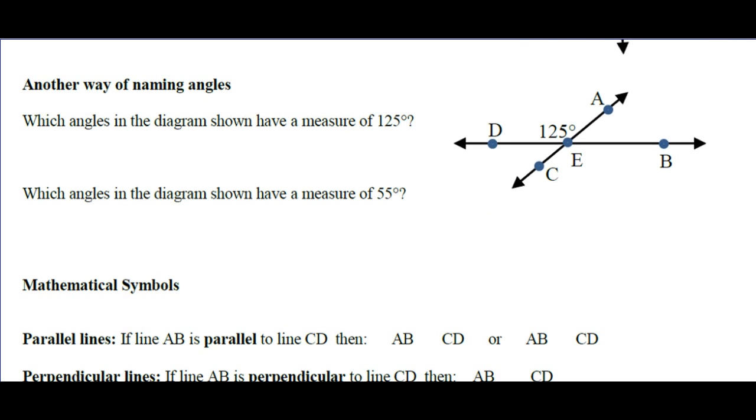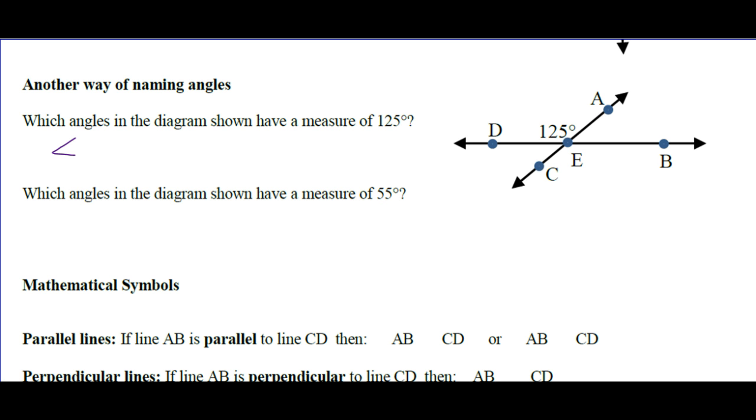Another way of naming angles. Which angles in the diagram shown have a measure of 125 degrees? So we can name angles in terms of letters. So name the 125 degree angle. So you start with a little angle symbol, right? Angle. Okay, give me the name.